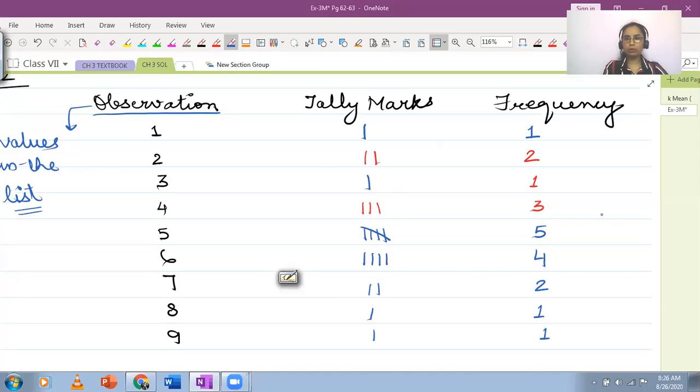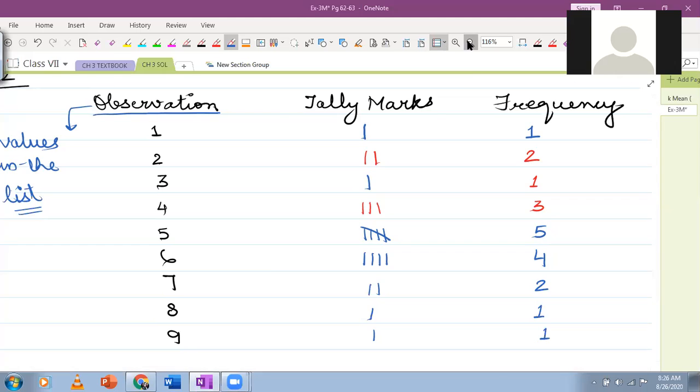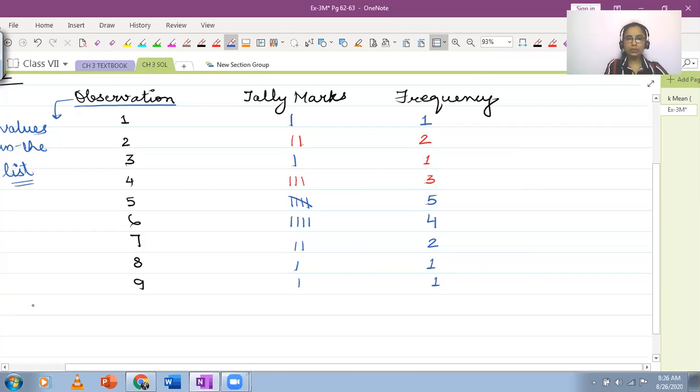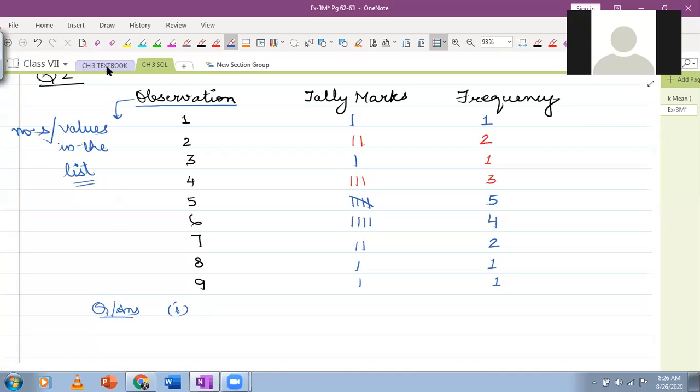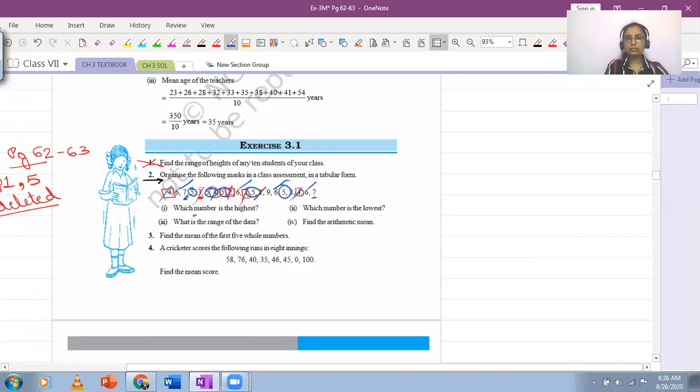This is the table we wanted to make, right? After this, we want to answer the questions. I'm done. Now let's look at the first question. Which number is the highest?